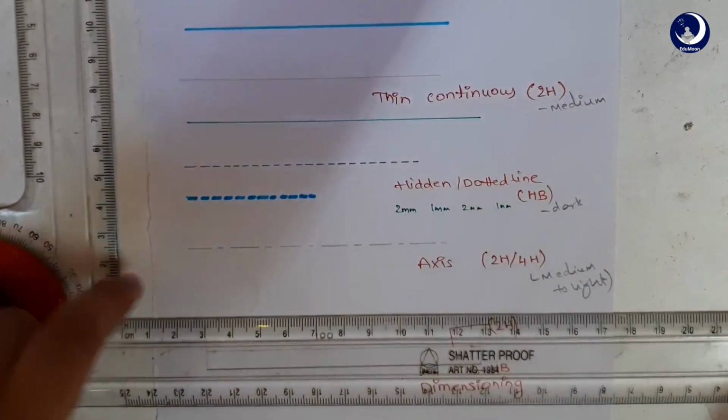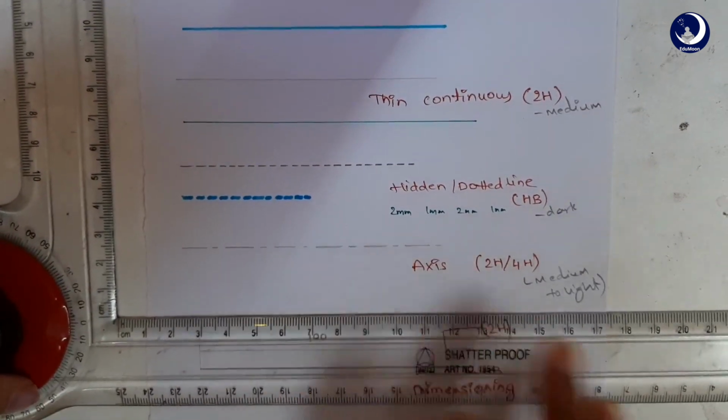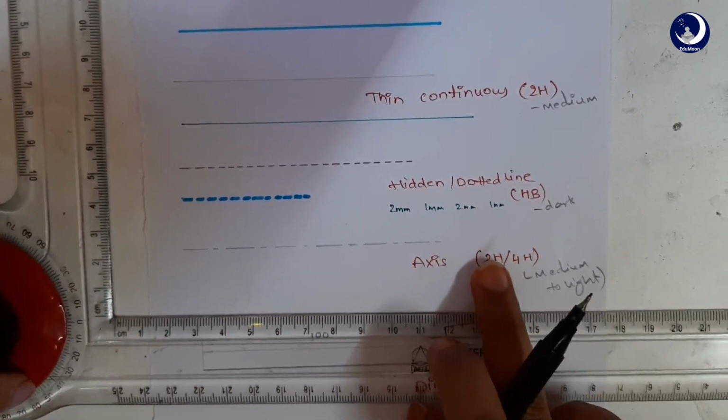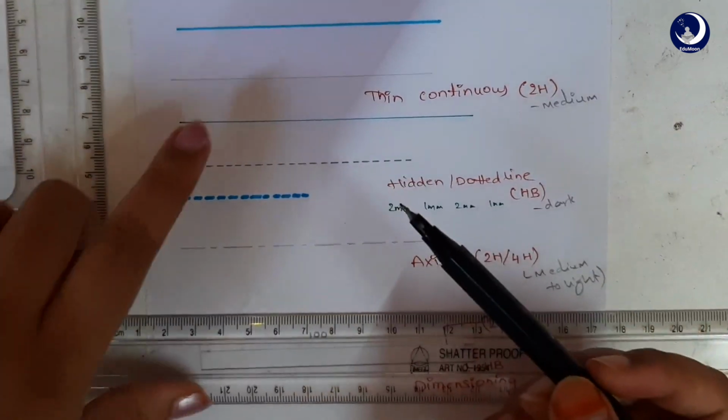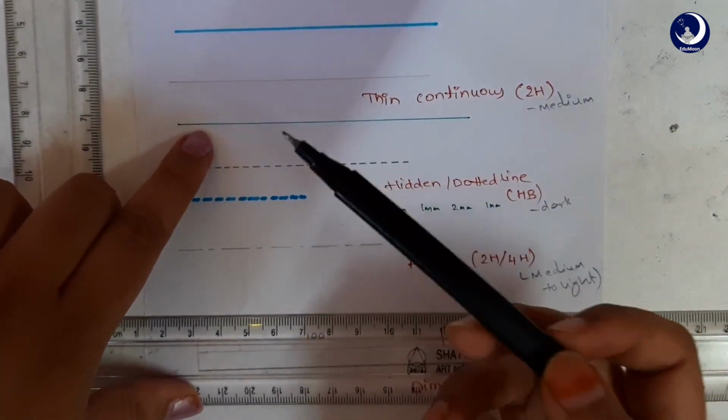And it follows. Next, coming to the axis line. This line is again drawn either using a 2H or a 4H. That is a line similar to this. So we'll be using this pen.